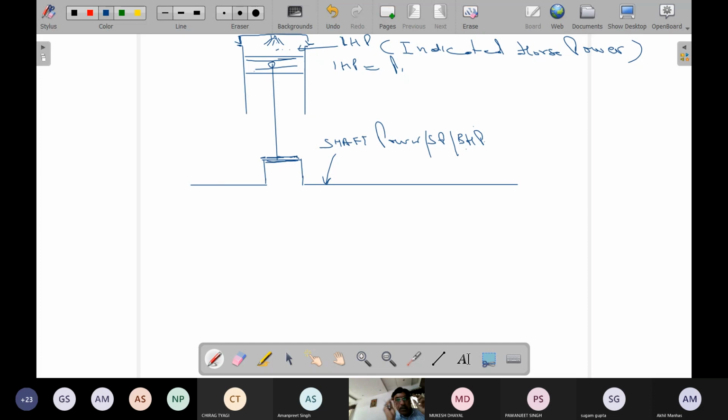So we know the formula of IHP is PLAN. For easy remembering, P M L A N, divided by 100, in kilowatt. Now, since we apply a brake here to calculate the power, we call it brake horsepower, or simply shaft power, because it is available at the shaft. So shaft power is given by 2 pi N T.